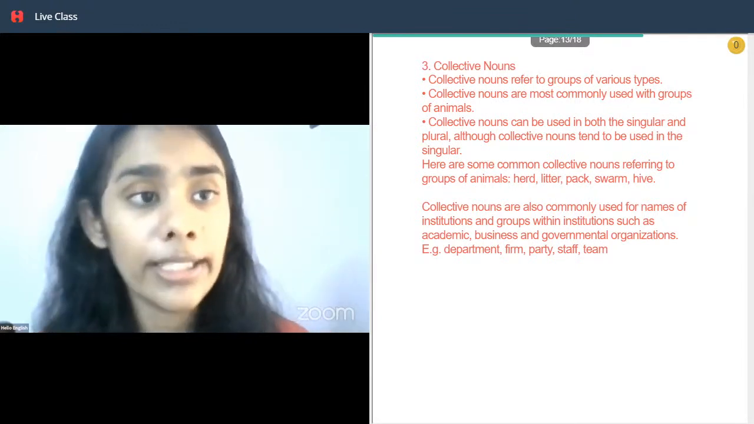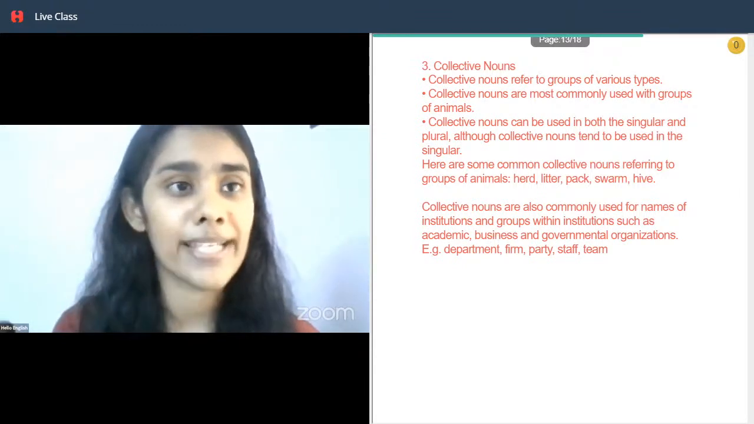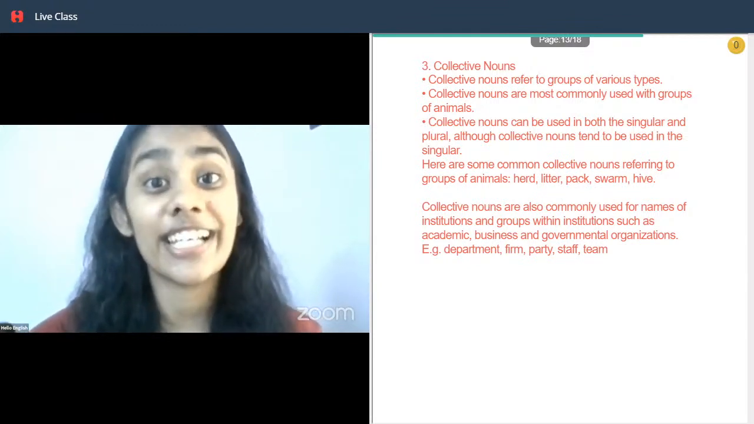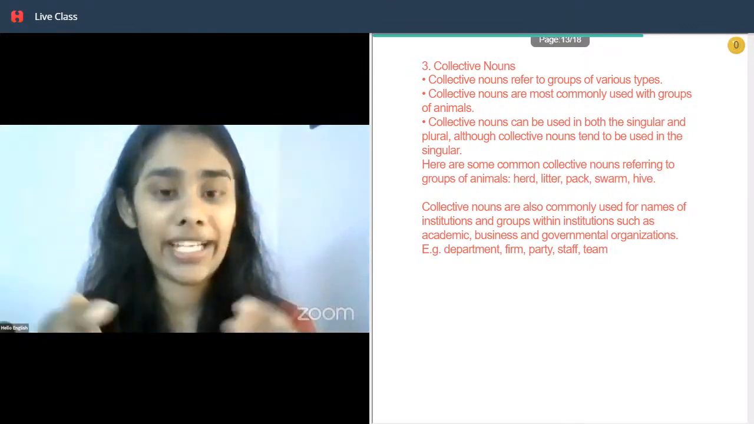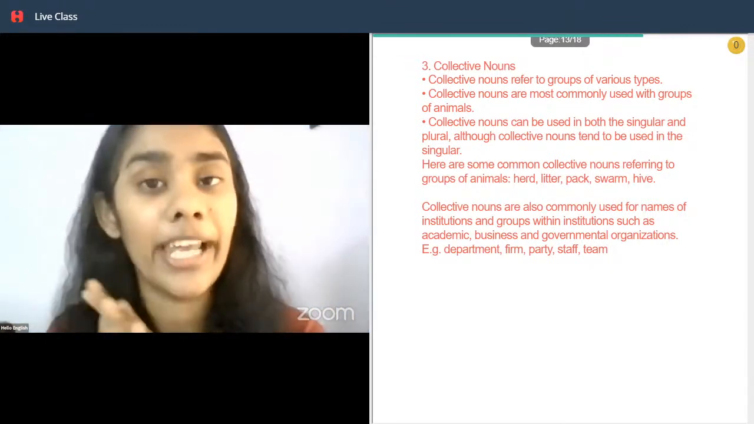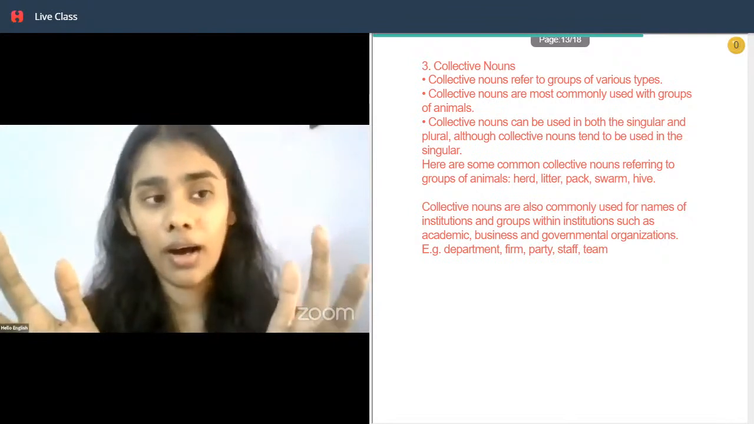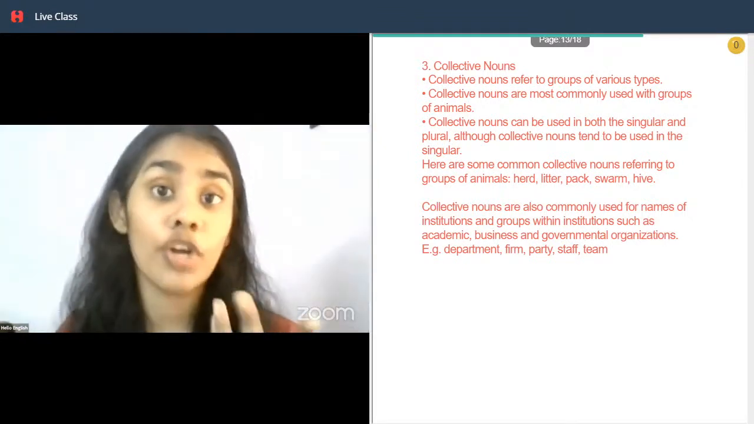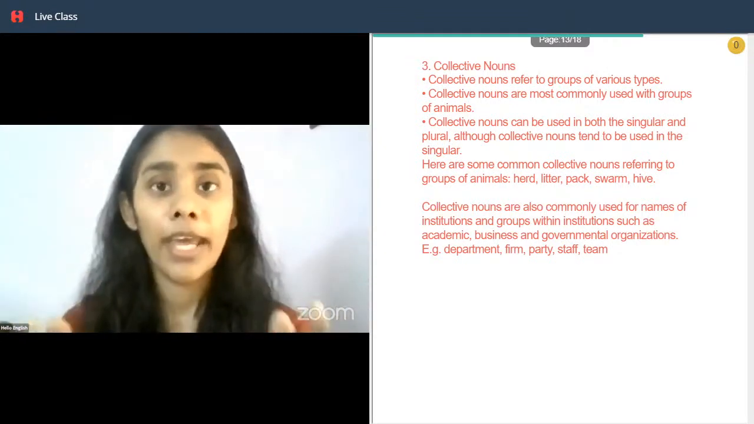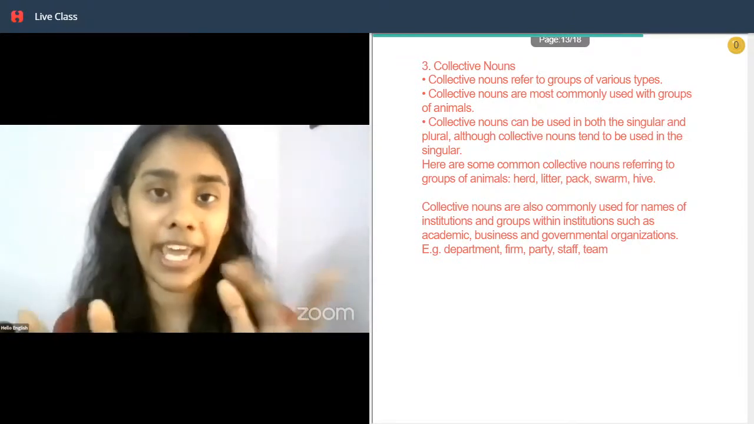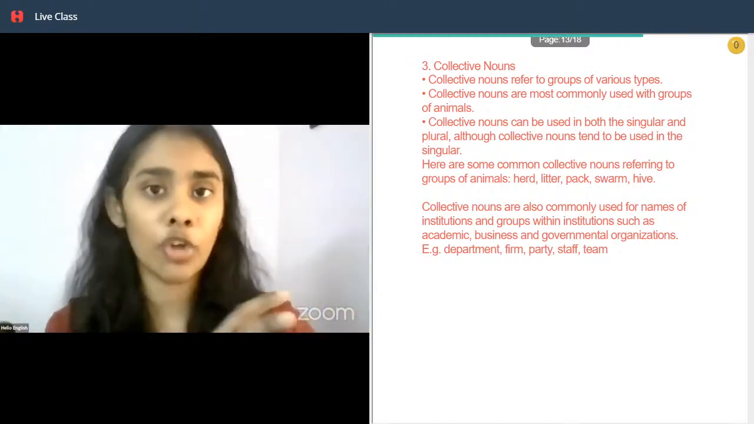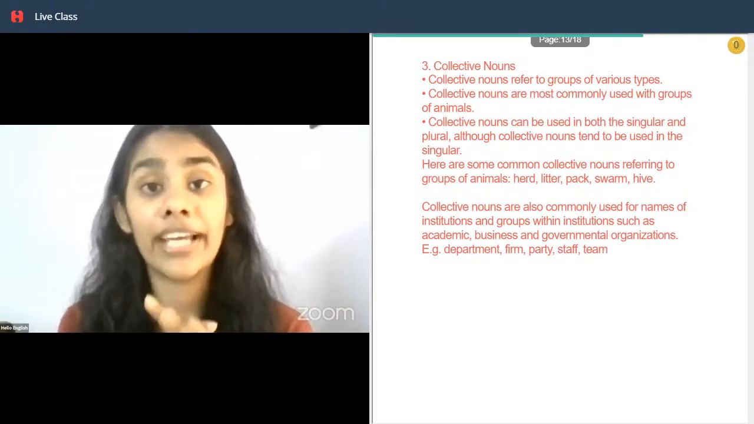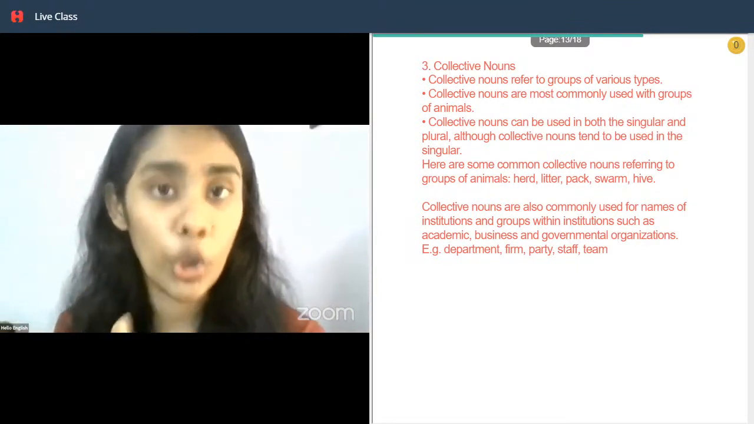Now we come to the third classification, that is collective noun. As the very term itself suggests, collective means something which you collect, a collection. What do you mean by a collection? It means a group, isn't it? So collection refers to group. For example, you have a collection of coins, meaning you have made a group of these coins, like all ancient coins. For example, you have a collection of something else, so you have a group of that.